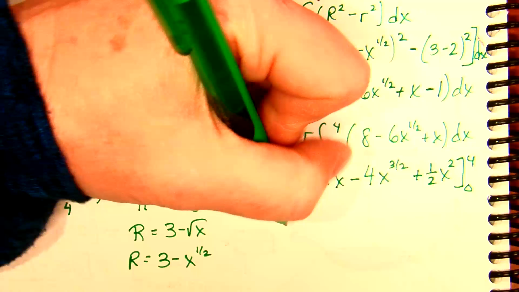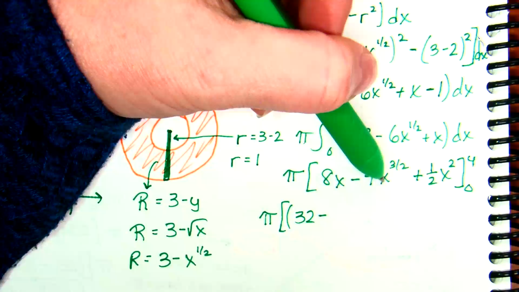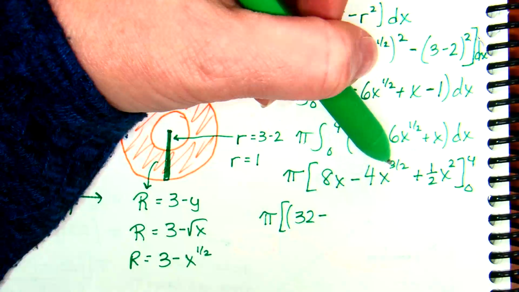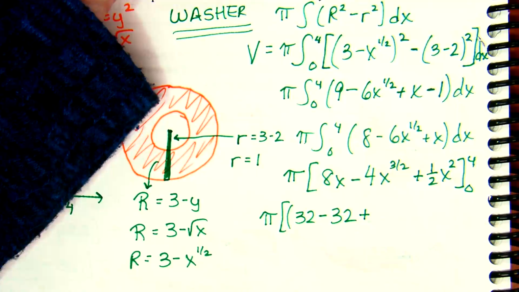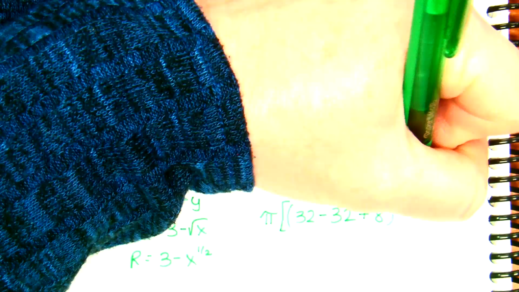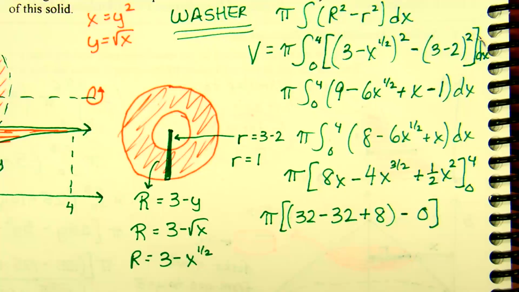Pi times 32 minus, okay, the square root of 4 is 2. 2 to the third is 8. Times 4 is 32. Plus 4 squared is 16. Half of that is 8. And then you plug in 0. Everything's going to be 0. So we end up with 8 pi units cubed.